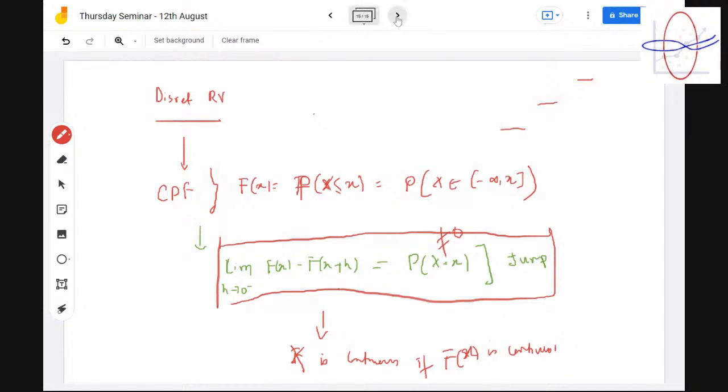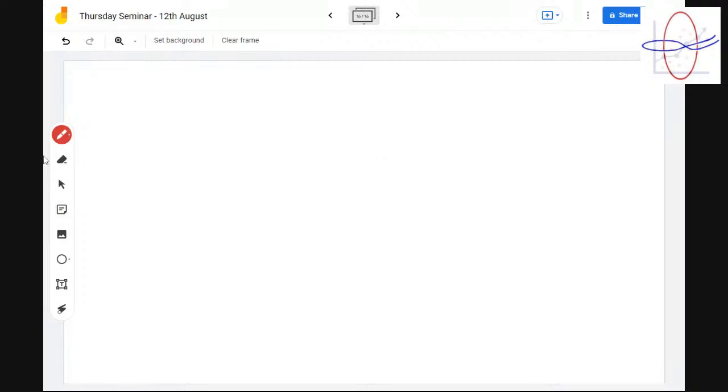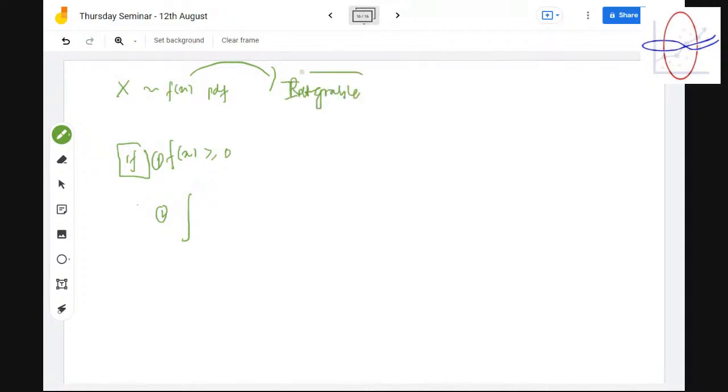I made a mistake initially on the first day. I corrected it the next day. A continuous random variable is said to have a PDF f_X if f_X is greater than or equal to 0. f_X must be integrable, Riemann integrable. Any function, even a discontinuous function, can be integrated. So the zeroth point is that f_X is integrable.